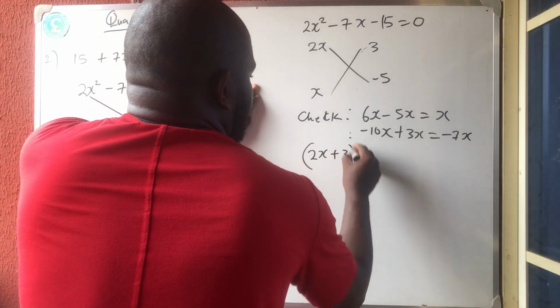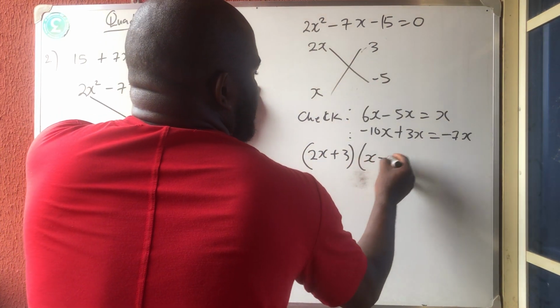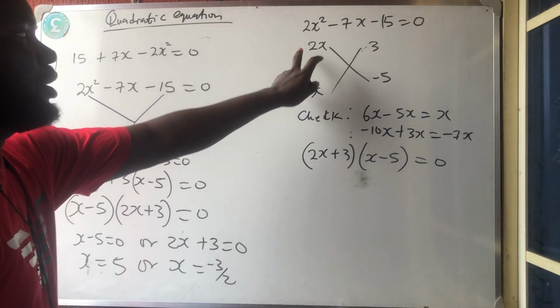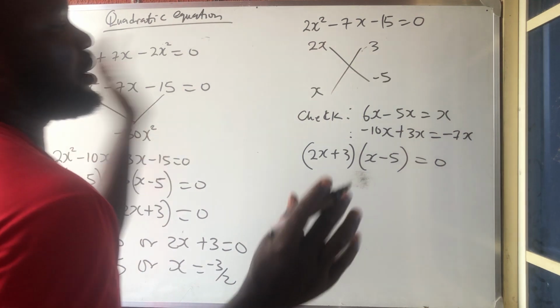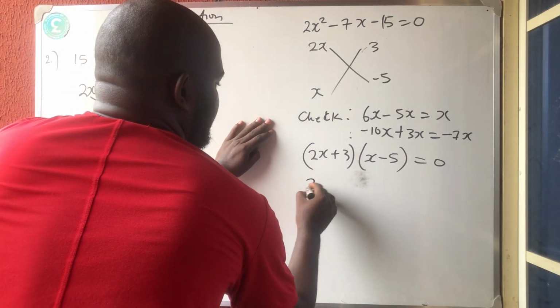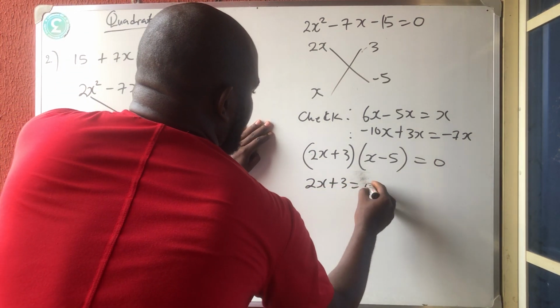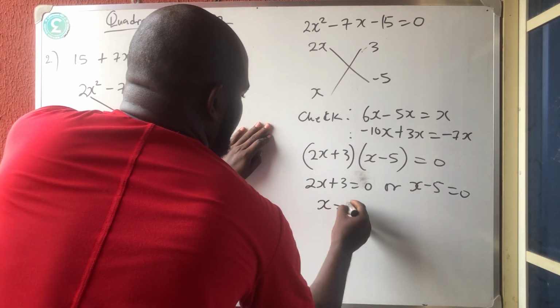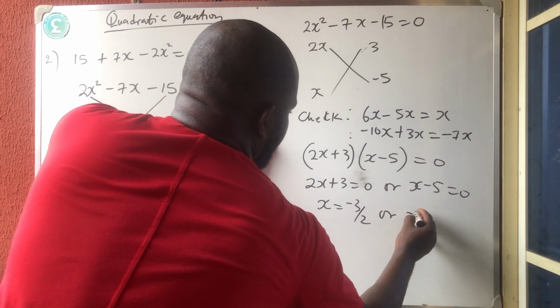2x + 3, and x - 5 is equal to 0. So your answer is simply these two and these two. That is your answer. So what do you have now? 2x + 3 is 0, or x - 5 is 0. So therefore x is -3/2, or x is equal to 5.